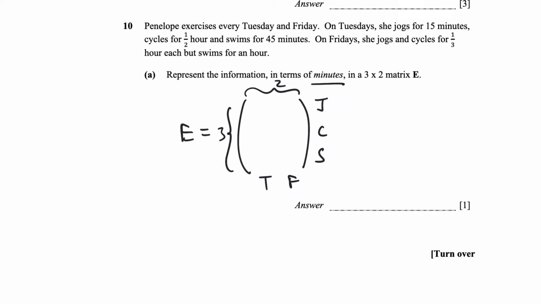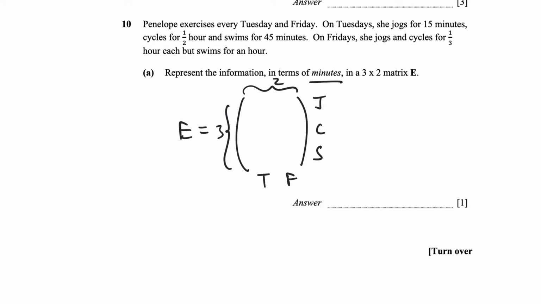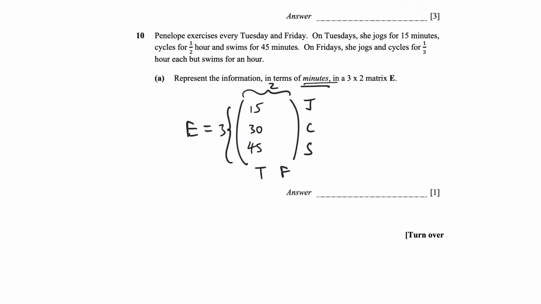All right, then let's look. So for Tuesday, she jogs for how long? 15 minutes. And then for Tuesday, she cycles half an hour. How many minutes is that? 30 minutes. And on Tuesday, she swims for 45 minutes. So they want it in terms of minutes. So we're having minutes. It's fine.